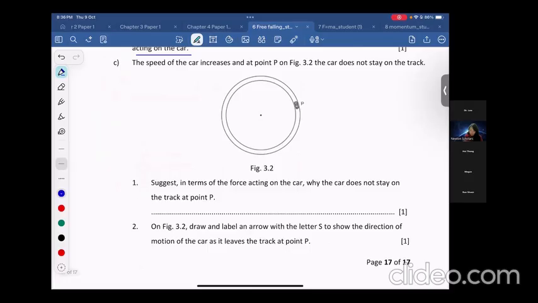C here. Speed of the car increases. Okay, boys and girls, if the speed of the car increases, imagine you're driving very fast. You want to turn, change direction. The resultant force actually needs to be higher or lower from this sentence? Okay, car moving at very fast speed. Suddenly I need to turn it. Okay, I need to change direction and move in a circular path. My centripetal force actually needs to be higher or lower? What do you think, dear?